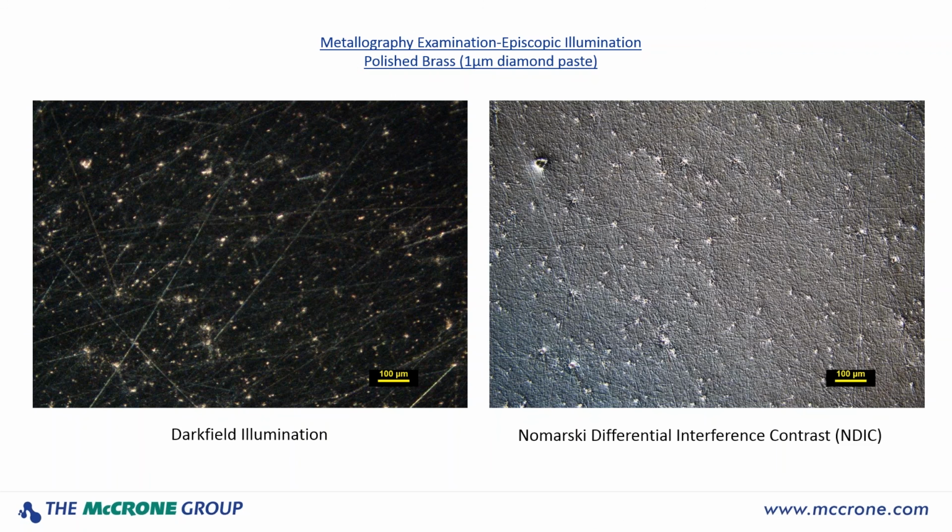And finally, if we look at it with a NDIC, you can see now that we can really see the very, very fine features from the polishing operation. And we can also see some of these inclusions that are still there, but not quite as well as we could with dark field. But if you really want to see very fine detail on the surface of materials that are highly polished, NDIC is probably the way to go so that you can really see what's going on the surface.